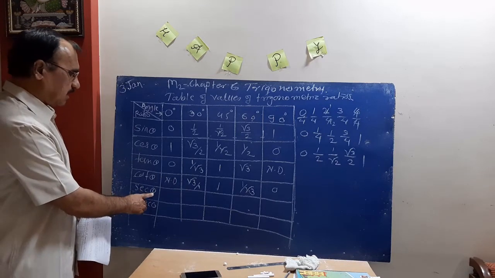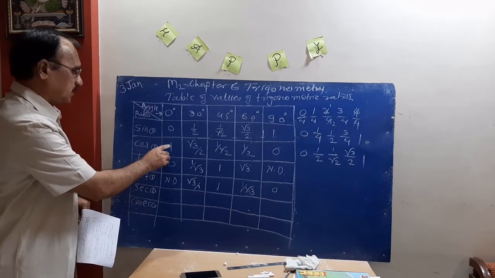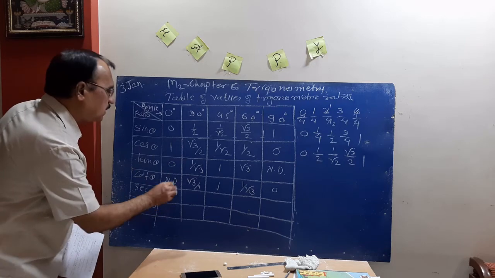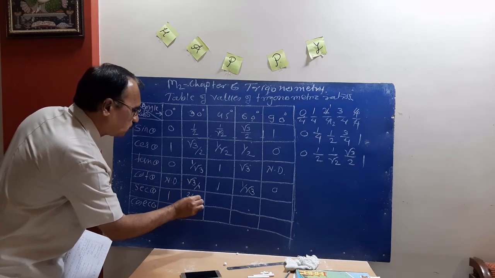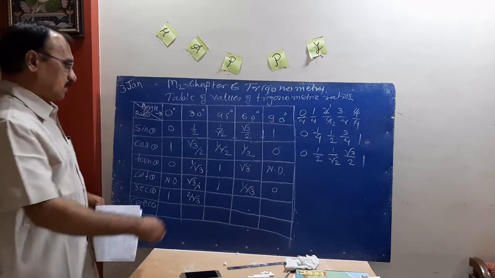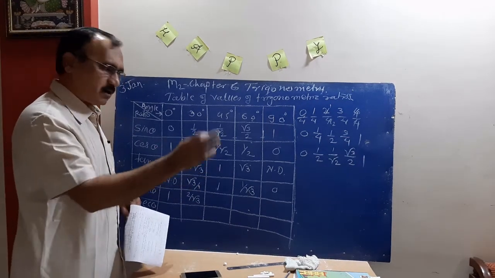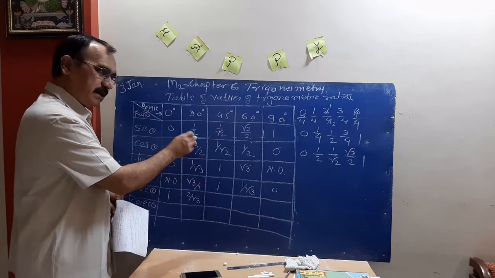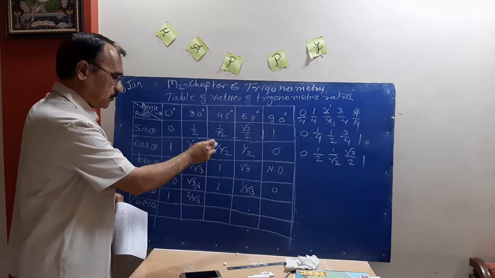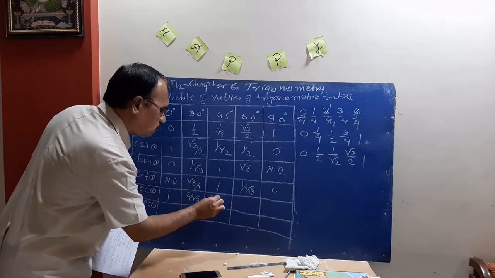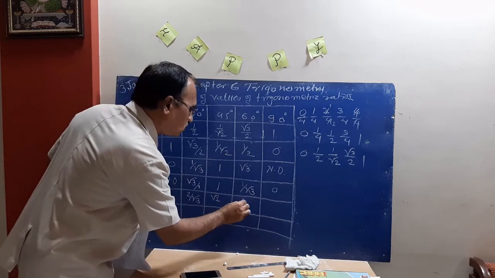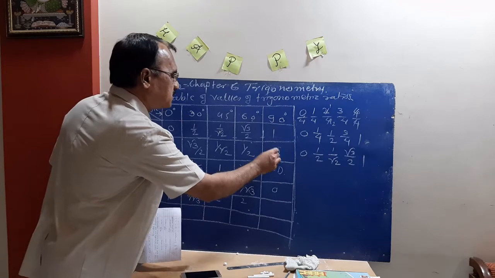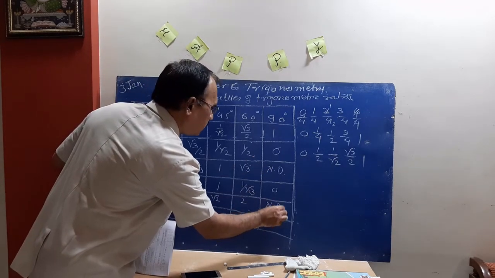Now sec theta is reciprocal of cos. Reciprocal of 1 is 1. Root 3 upon 2 is 2 upon root 3. Reciprocal means flipping it: this goes up, this comes down. This is called as reciprocal. 1 upon root 2 is root 2 upon 1. Then 1 upon 2 is only 2 or 2 upon 1. And reciprocal of 0 is not defined.